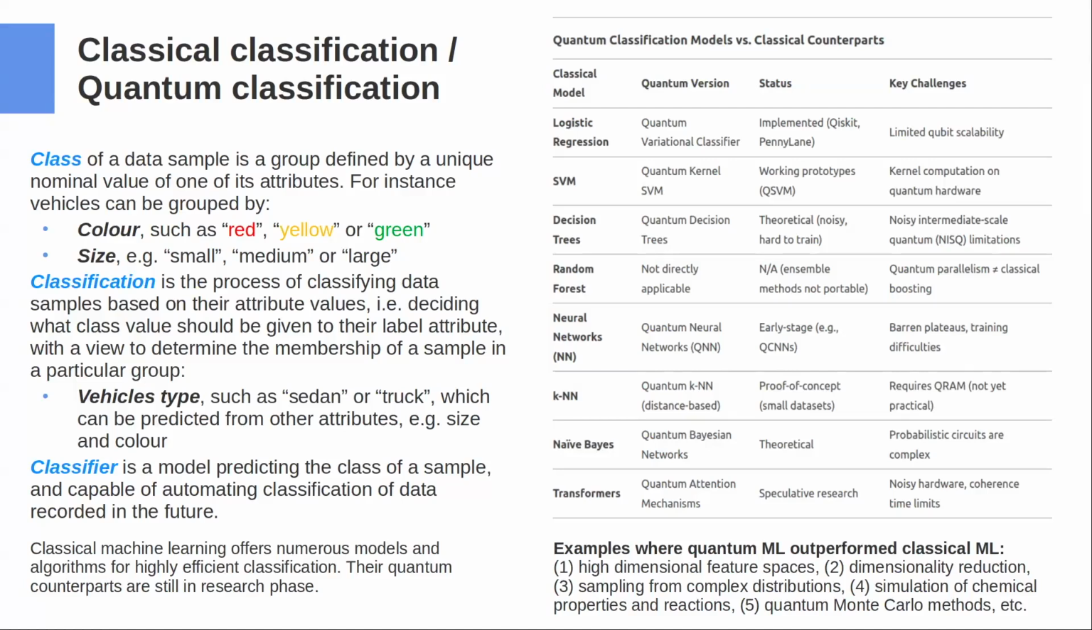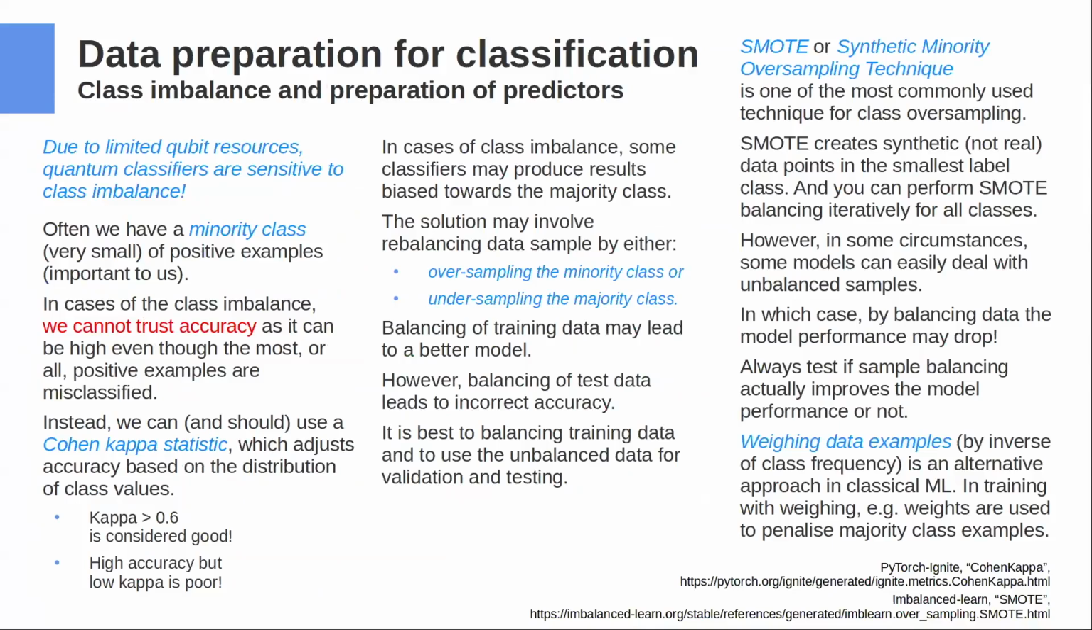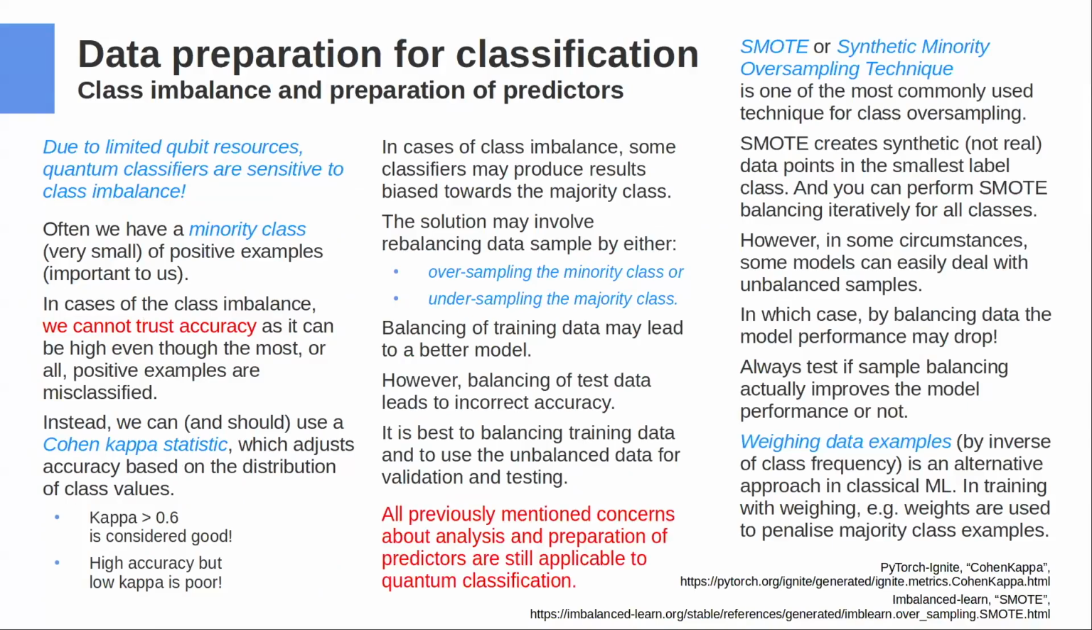Okay, so a good start is data preparation. Whatever we talked about before, all concerns about analysis and preparation of predictors, is still applicable to classification. That's not any different. But preparing the label is an issue. One of the problems is that quantum models are highly sensitive to the imbalance of classes.